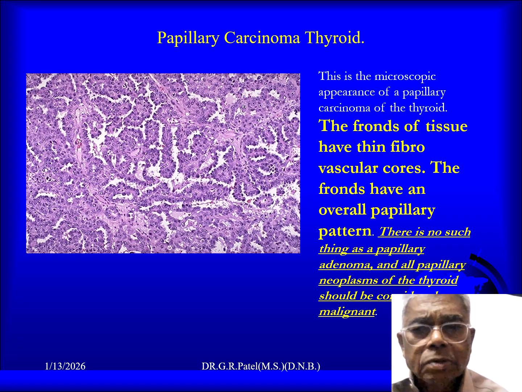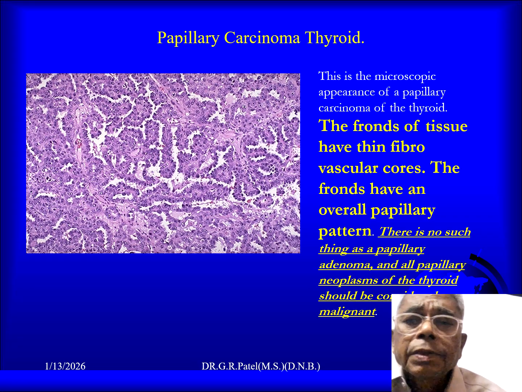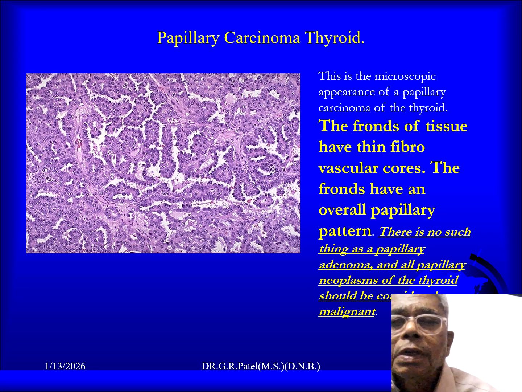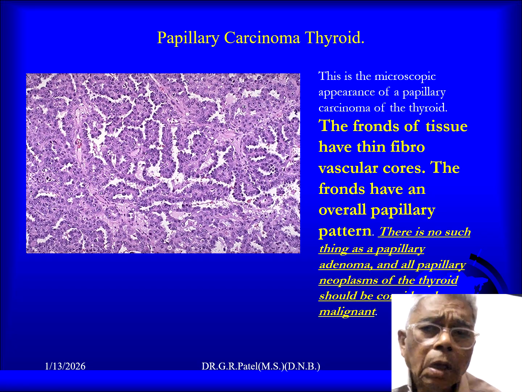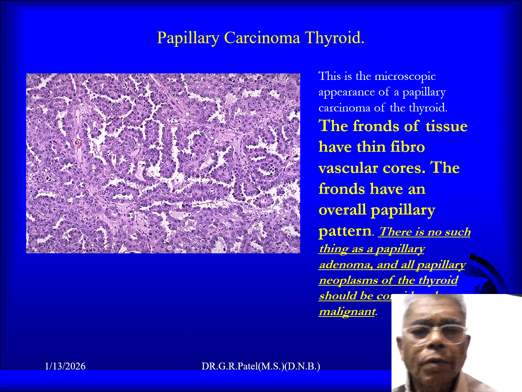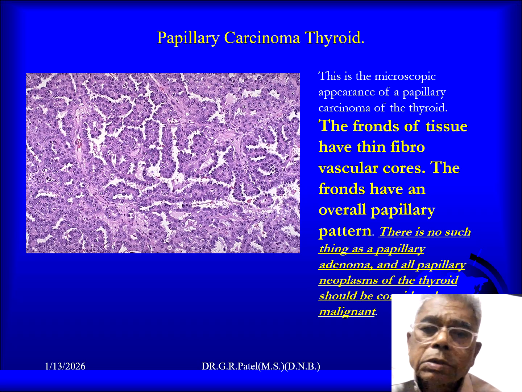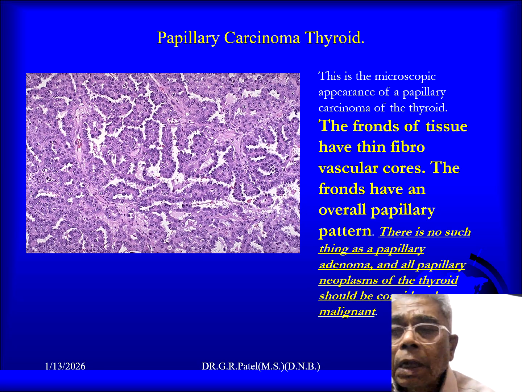This is papillary carcinoma of the thyroid. This is the microscopic appearance of papillary carcinoma of thyroid. The fronds of tissue have thin fibrovascular cores. The fronds have an overall papillary pattern. There is no such thing as a papillary adenoma, and all papillary neoplasms of the thyroid should be called malignant.